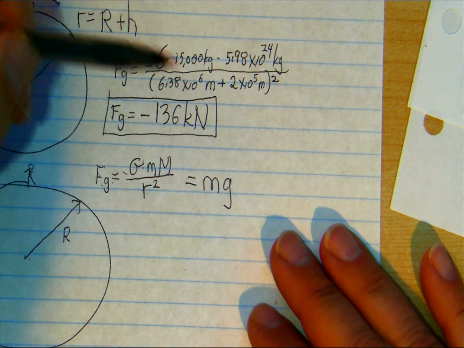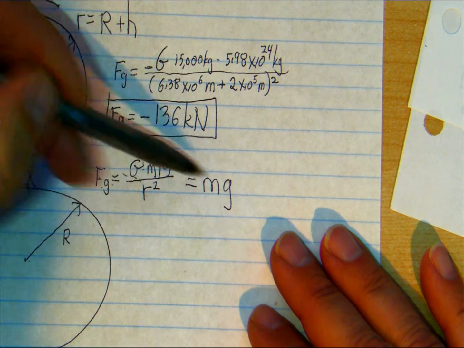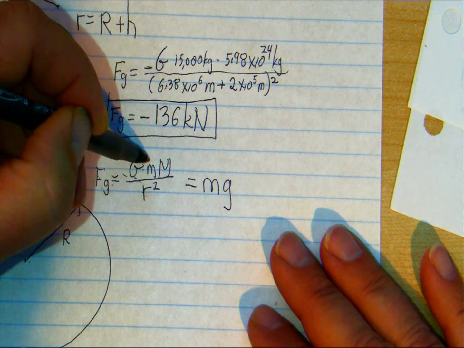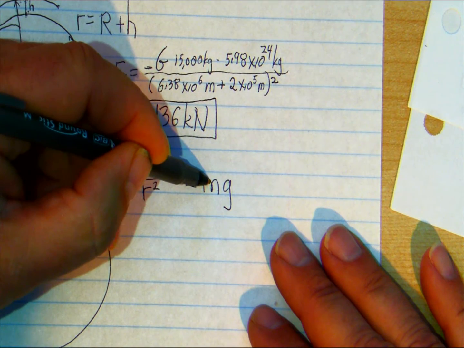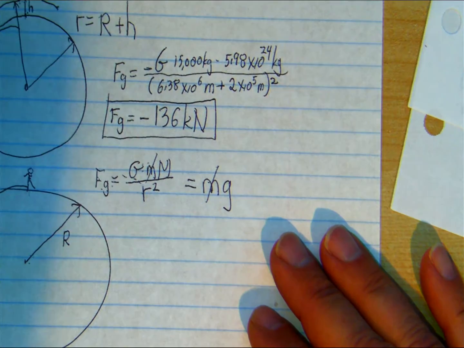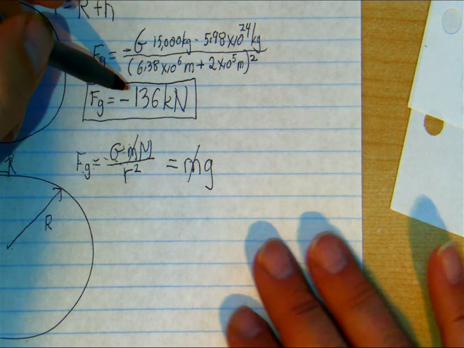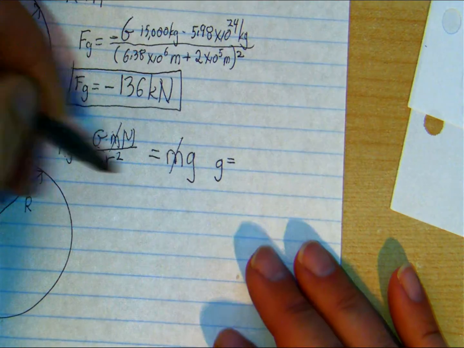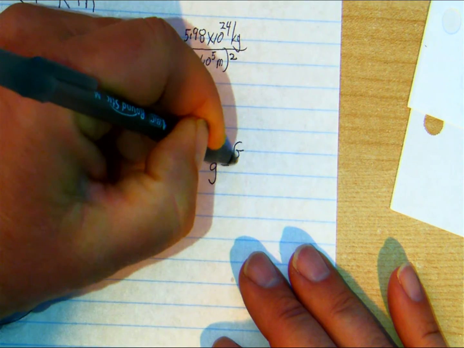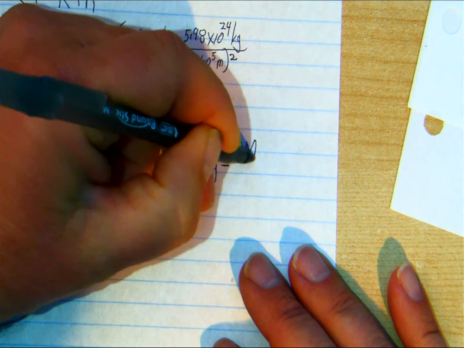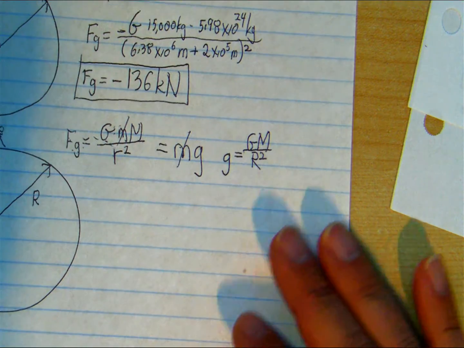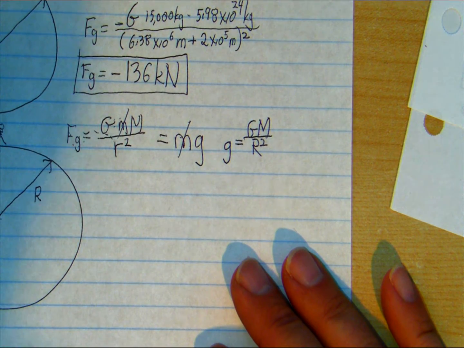So wait a minute. If this is the same thing as your weight, then this little m is your mass, this little m is your mass. If we cancel them out, you have the discovery that the gravitational attraction on the surface of any planet is the product of the universal gravitational constant times the mass of that planet divided by the radius of that planet squared. We can apply that here to calculate the acceleration due to gravity on the surface of Venus.